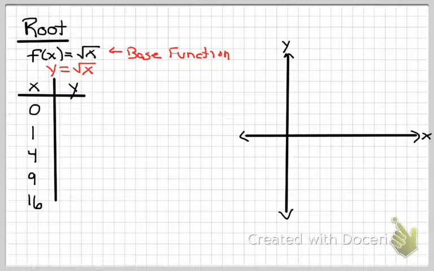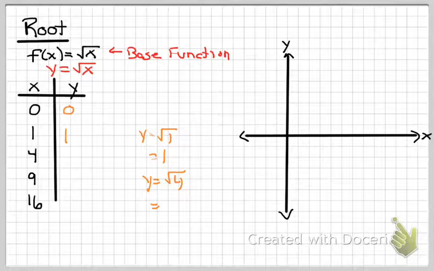So when x is 0, we sub in underneath the root sign, and the square root of 0 is just 0. Okay, so then if we sub in 1, the square root of 1 is just 1. Again, sub in 4, the square root of 4 is 2. And we can continue. When we sub in 9, it's 3. And when we sub in 16, it's 4. So now we can go ahead and graph this.